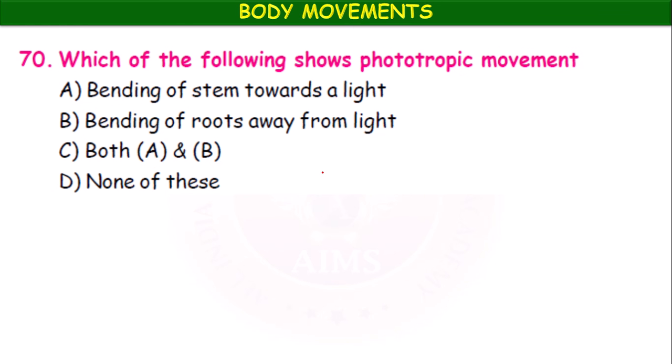Which of the following shows phototropic movements? Bending of the stem towards the light, bending of the roots away from the light, both A and B, none of these. So, bending of stem towards light, phototropic movement. Okay. Here in the second option, bending of root away from the light is also given. So, both A and B.